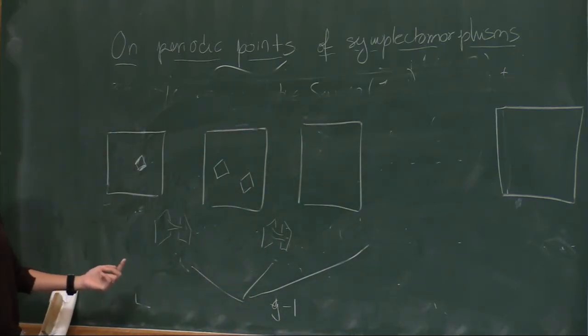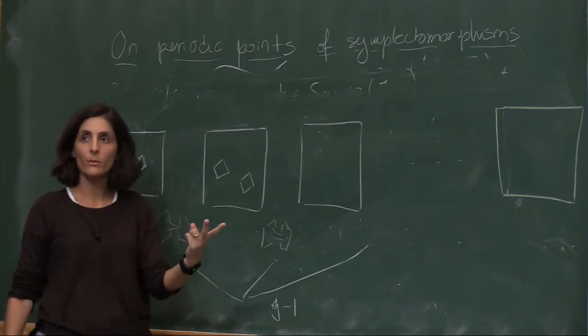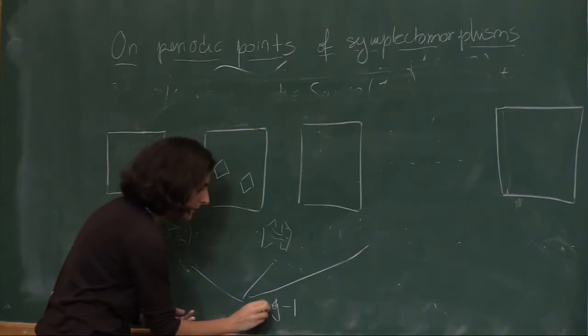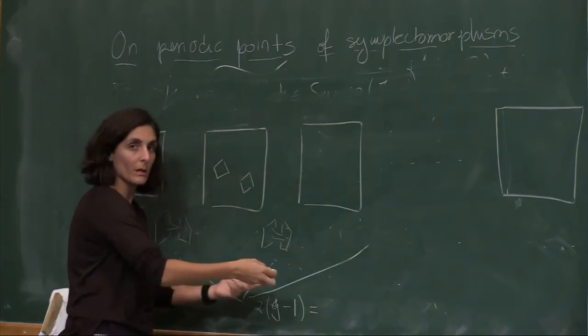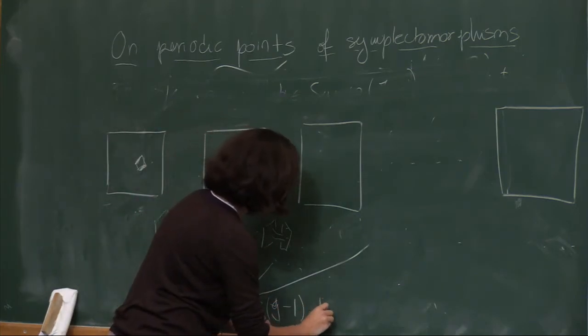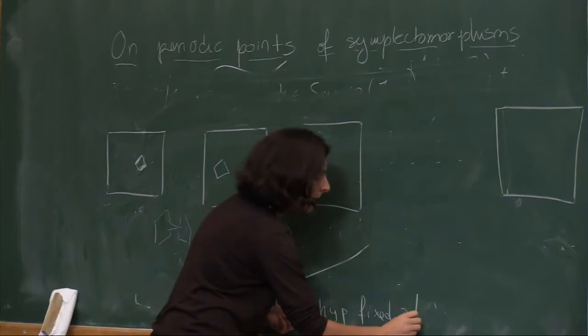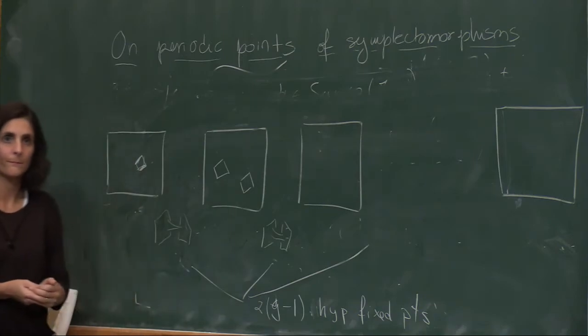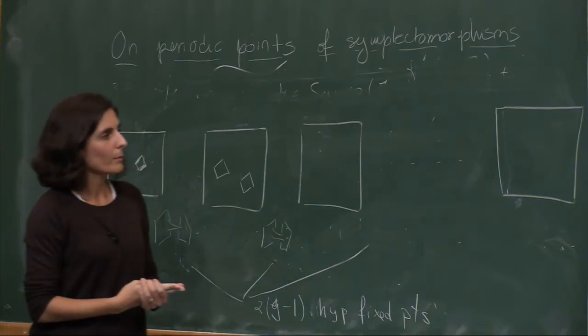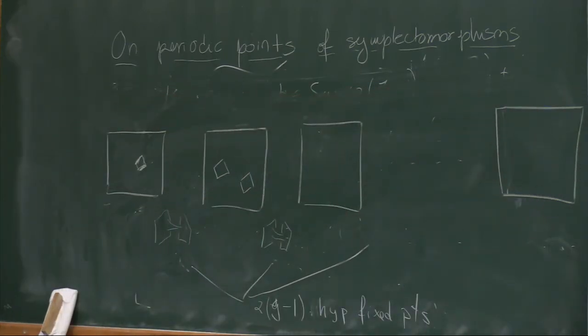And so for each one of them, I have two hyperbolic fixed points. So at the end, I'll have 2 times g minus 1 hyperbolic fixed points and no other periodic orbits. Okay, so let me also point out here, let me focus here on g equal to 2. The idea will be the same for g greater than 2.